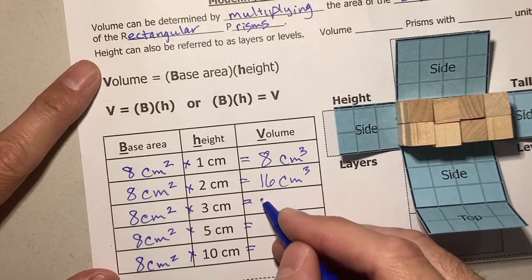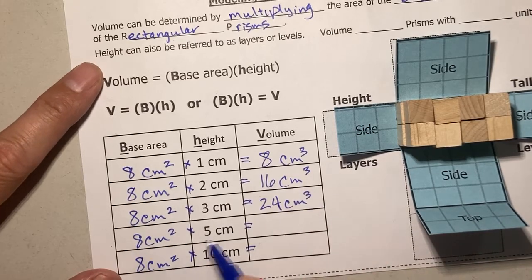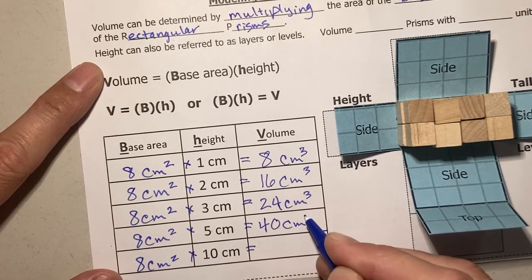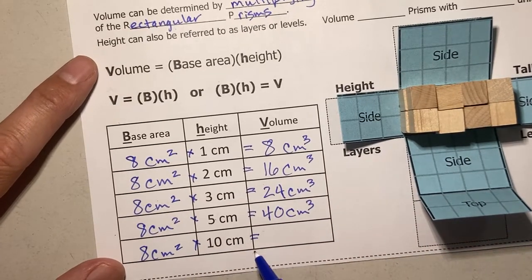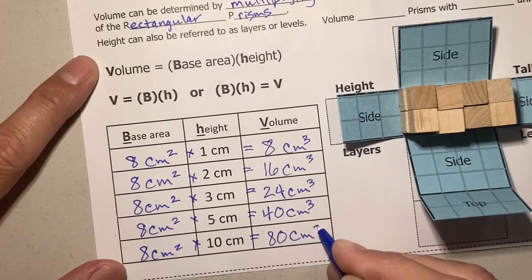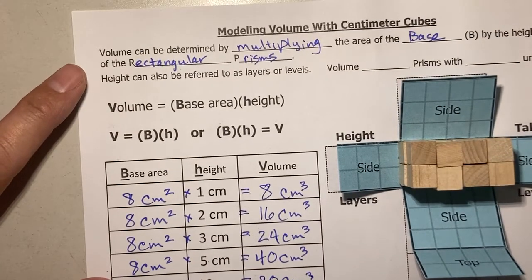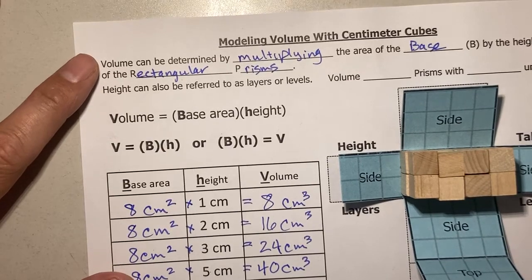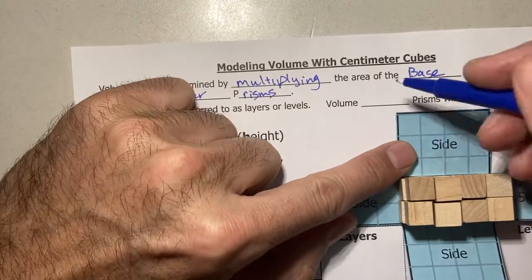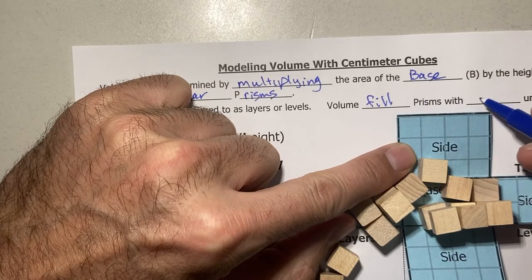So 8 times 3, we have 24 centimeters cubed, cubic centimeters. If we did 5 layers, we'd have 8 times 5, which is 40. Or if we went as far as 10, we built a tower. 8 times 10 is 80 centimeters cubed. So what volume does is it's going to fill the prisms with cubic units.